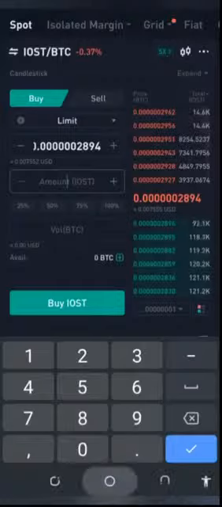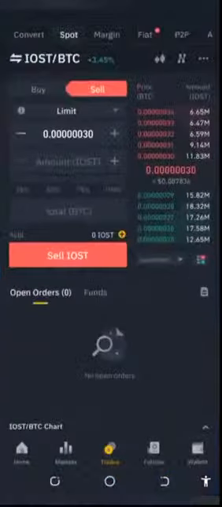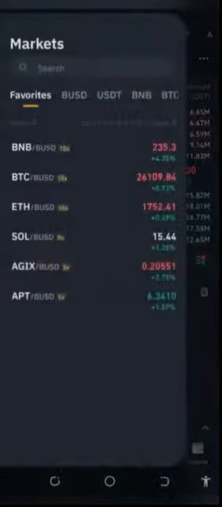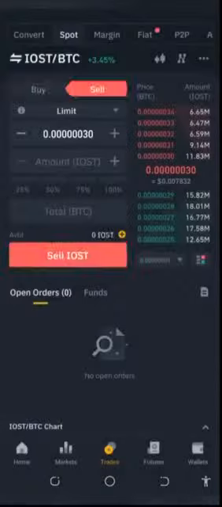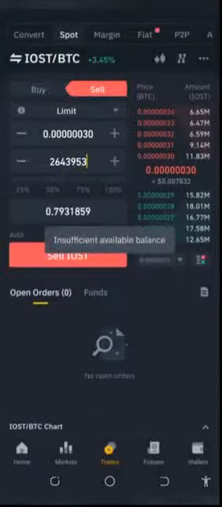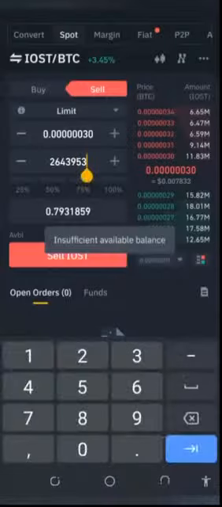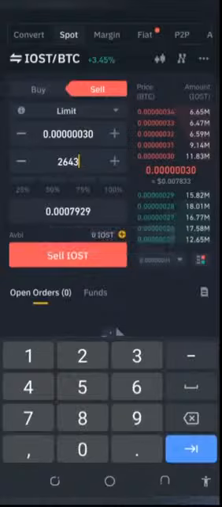So let's run over to Binance quickly. Yeah, we're currently on IOST BTC. So now let's paste that in here. Now you can see what I'm talking about. You have to delete the last 3 digits, which was after the decimal point. So we were able to get 0.007929. Looks like that's good.